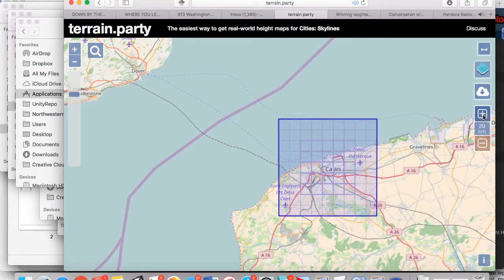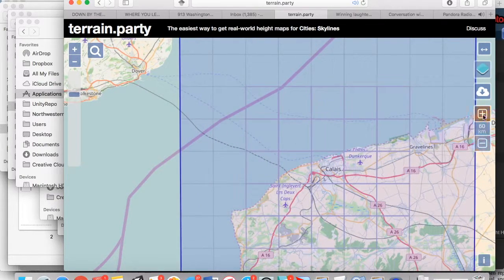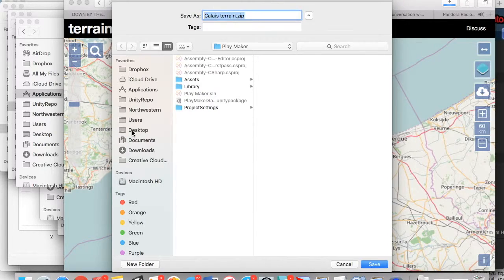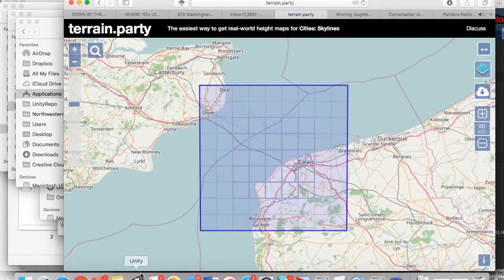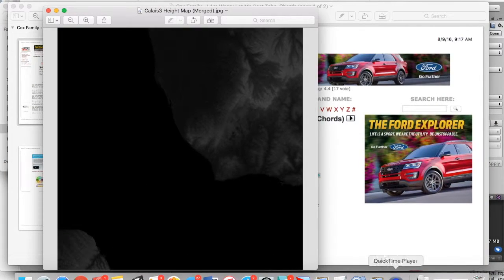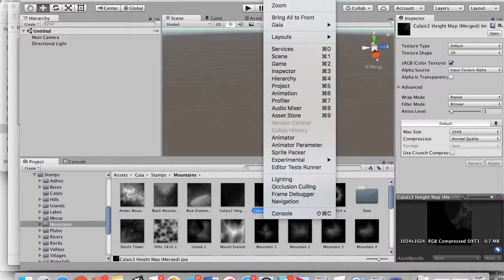Users choose a location. Height map information is widely available on the internet. Using a service called Terrain Party, the user can select up to a 60 by 60 kilometer square and export it as a height map. A height map is a grayscale image where the darkest parts are the lowest elevation and the highest parts are the highest elevation.